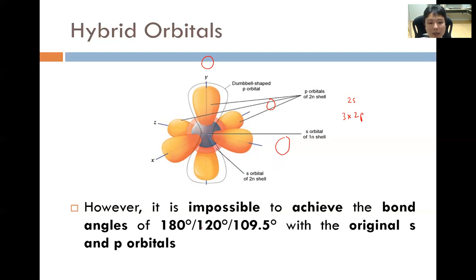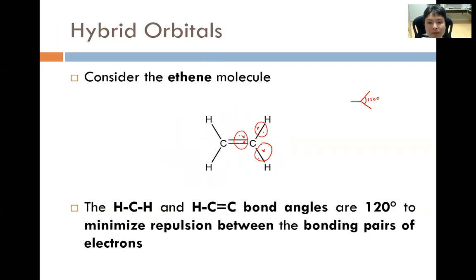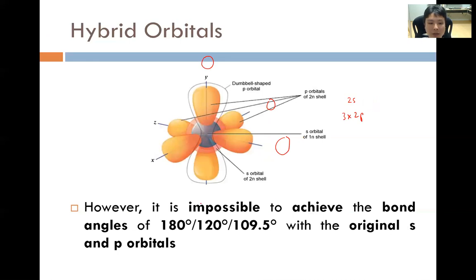Similarly, it's also impossible to achieve the 120 degree bond angle in the ethene molecule, by virtue of the fact that the p orbitals on the carbon are 90 degrees apart, and orbital overlap can never create a separation of 120 degrees. So it's impossible to achieve bond angles of 180, 120, and 109.5 degrees with the original s and p orbitals. So what is the solution?